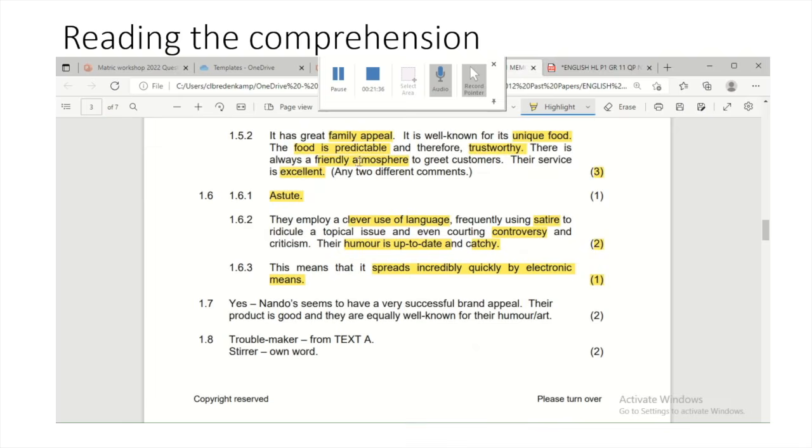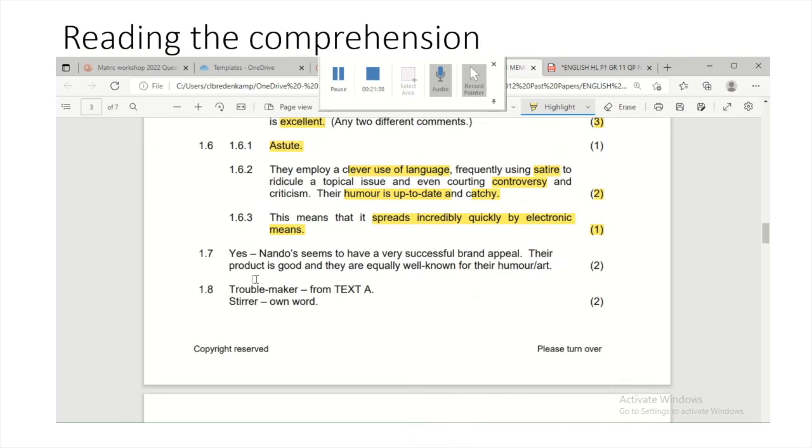So let's have a look at the memo. You could have said, yes, okay. Nando's seems to have a very successful brand appeal. Their product is good, and they are equally known for their humor and art. 2 marks over here. So you're answering, yes, I do think the author should have a positive attitude towards Nando's. Why? Because it's a good product, it's a quality product, and then we also have that incorporation of humor.